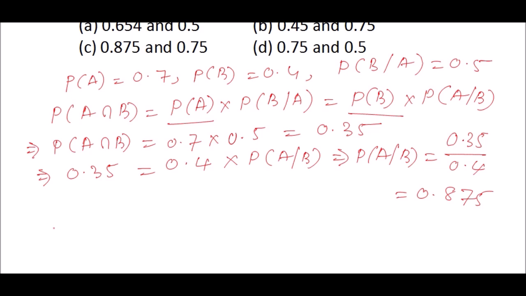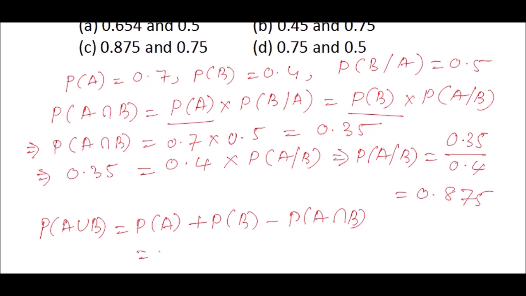Now let us find out the probability of A union B. That we know is equal to 0.7 plus 0.4 minus the intersection. Therefore, both the values appear in option C. Therefore, option C is the correct option.